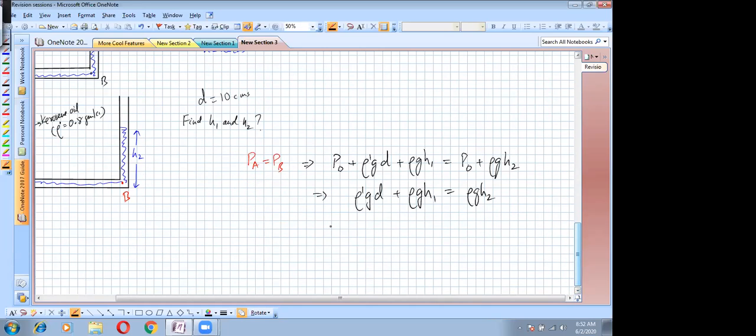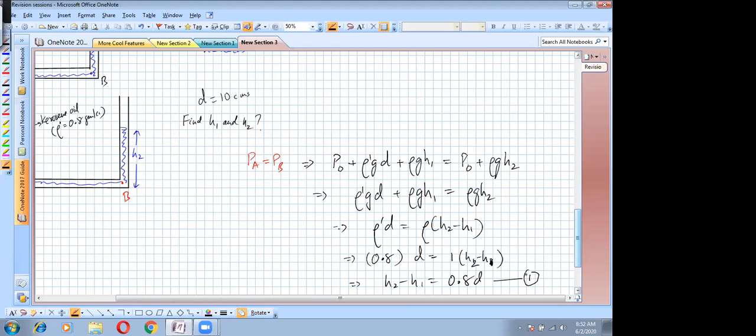Or you can just convert this equation to rho prime into D is equal to rho into (H2 minus H1). And rho prime is 0.8 gram per cc. So since you are having a ratio of the densities, you can just keep it in gram per cc only. So H2 minus H1 is 0.8 times D. That's your first equation.